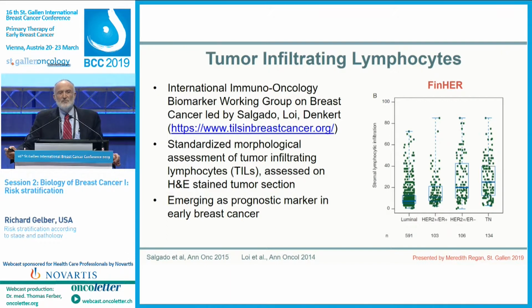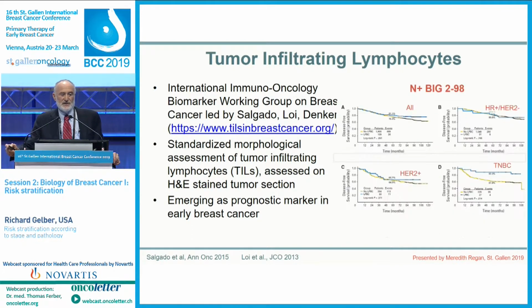But there is a new marker on the block, tumor infiltrating lymphocytes. And the International Immuno-Oncology Biomarker Working Group on Breast Cancer, led by Salgado, Loi, and Denkert, did not want to make the same mistake that was made with Ki67. So they've developed a website, a training algorithm, and standardization for the assessment of stromal TILs. Standardized morphologic assessment of tumor infiltrating lymphocytes, emerging as a prognostic marker in early breast cancer.